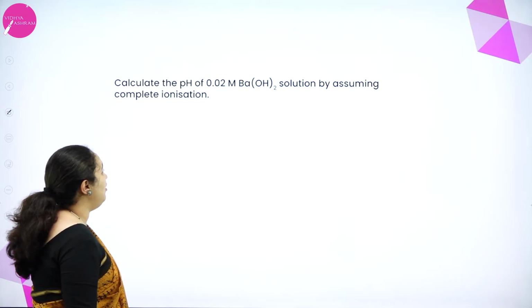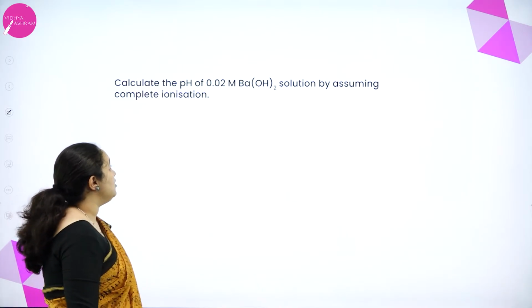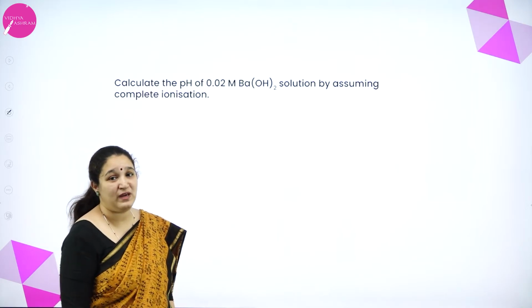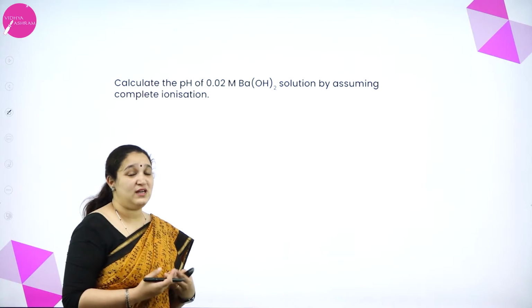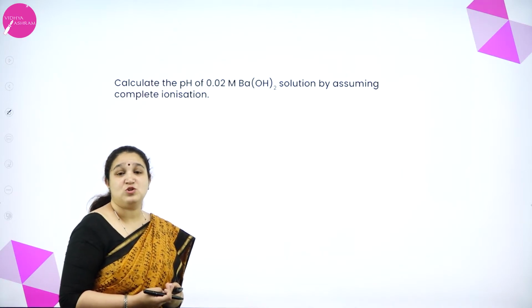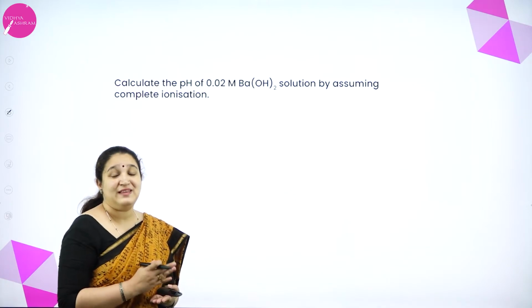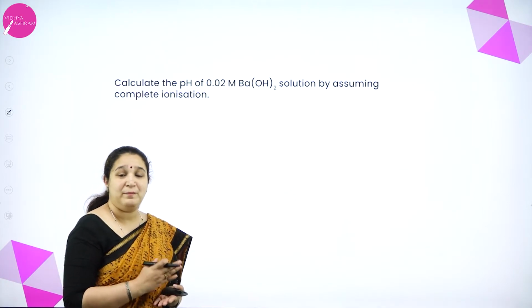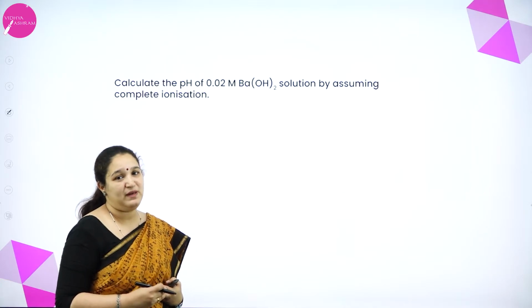Calculate the pH of 0.02 molar barium hydroxide solution by assuming complete ionization. So here you have to calculate the pH of barium hydroxide. Now barium hydroxide does not have H plus ion. So what we have to do is, first we calculate the pOH, then we use the formula pH plus pOH is equal to 14 and we'll calculate the pH.